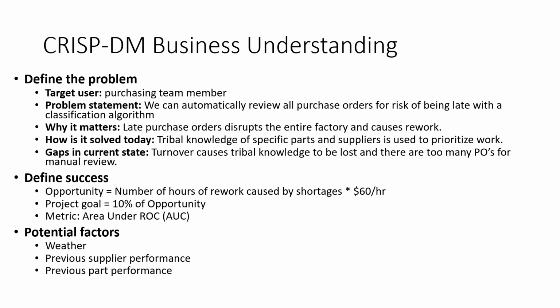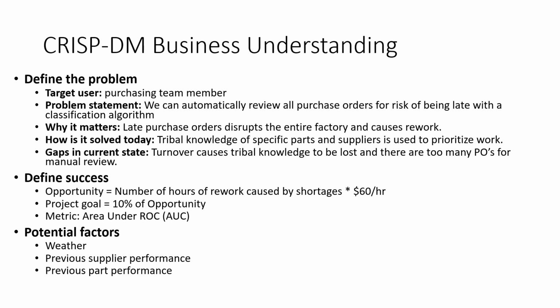So for this project, we can calculate the number of hours of rework in the factory that's caused by part shortages. And just for standard accounting, we typically use $60 an hour for project estimates. So our project goal is to reduce that opportunity bucket by 10%. And the metric for the machine learning algorithm is the area under the ROC curve.